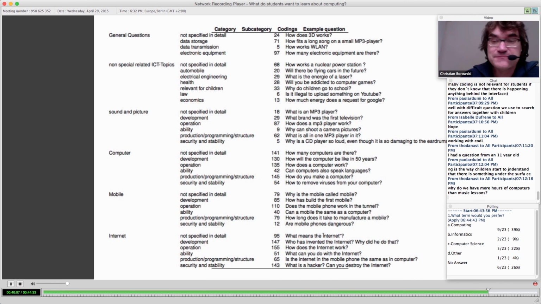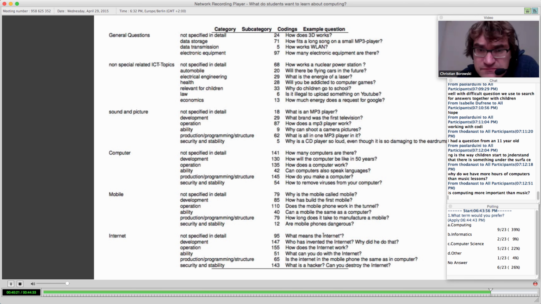That's an interesting approach, and maybe it explains how students are trying to grasp this whole framework of the internet, the lack of understanding, and the importance of us spending more time discussing it. There are a couple of questions coming in now. One posting here has a question from an 11-year-old: why do we have more hours of computers than music lessons? Is computing more important than music?